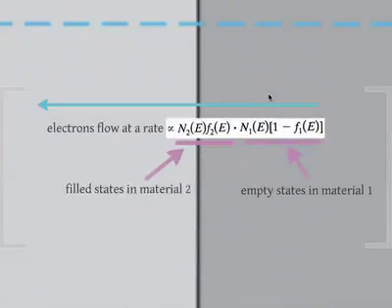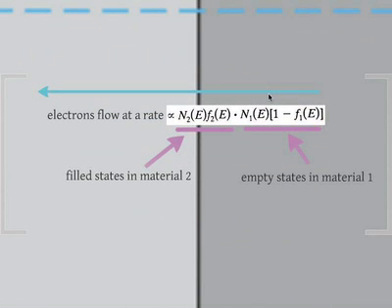Okay. What happens the other way around? What is the rate of electron flow from material 2 to material 1? Exact same thing. It is the probability of the number of filled states in material 2 multiplied by the number of empty states in material 1, because you need to have electrons on the other side and empty states on this side. Okay, so now it becomes N2 times F2 times N1 times 1 minus F1.